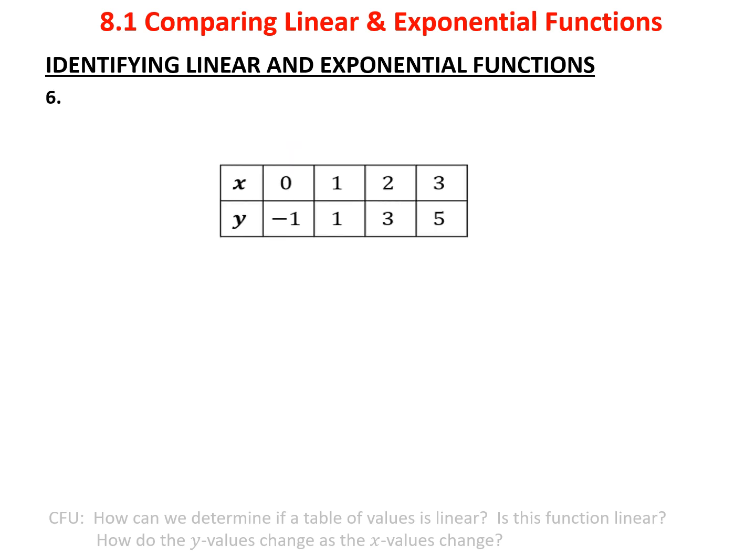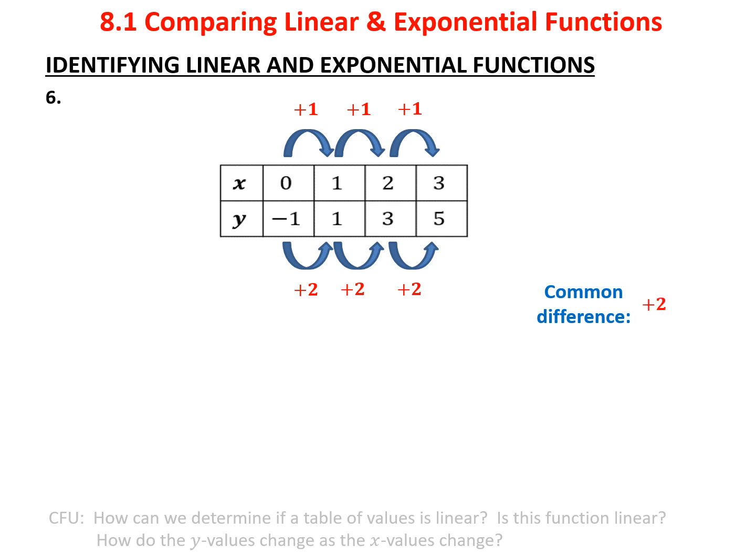So let's try this again on the next table. Again, making sure that our intervals are the same. We notice that 1, 2, 3 is going up by 1. Let's see what's changing down below. From negative 1 to positive 1 goes up 2. 1 to 3 is plus 2. 3 to 5 is plus 2. It's just adding 2 each time.